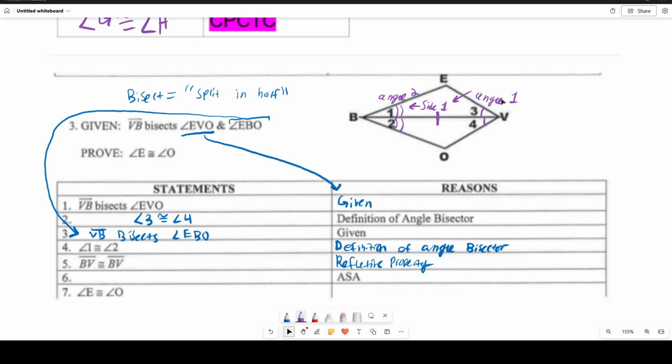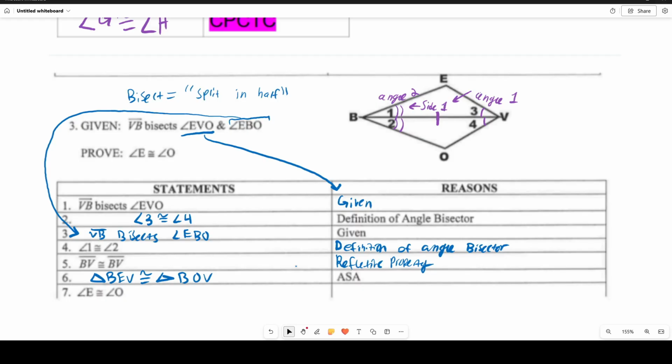So therefore, since we can go from angle 1 to side 1 to angle 2 on both of them, that is angle, side, angle. And we can prove that these two triangles are the same by angle, side, angle. Oh, no, I flipped that around. That's exactly what we have here for the reason. So that means that triangle BEV is congruent to triangle BOV by angle, side, angle.